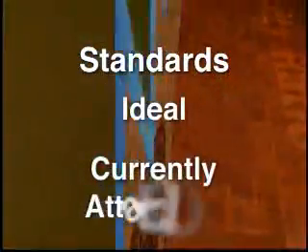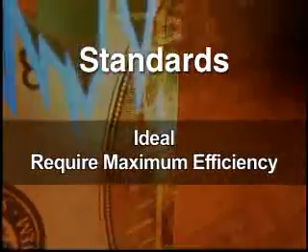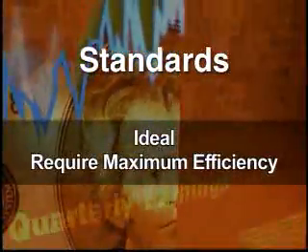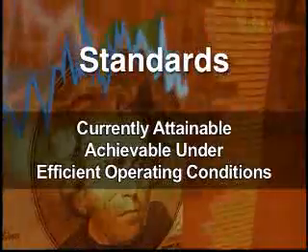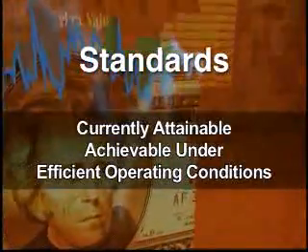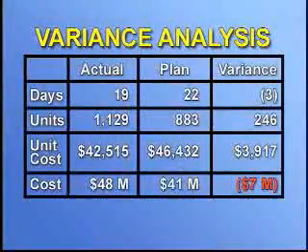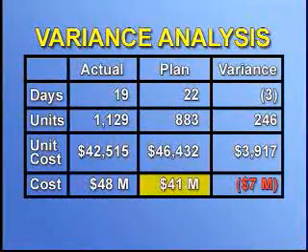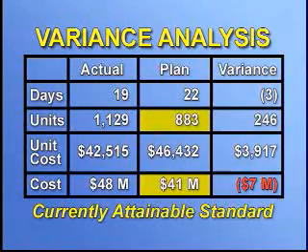Standards are classified as either ideal or currently attainable. Ideal standards require maximum efficiency to achieve. Currently attainable standards can be achieved under efficient operating conditions. At International's truck assembly plant, the standard cost of production, $41 million this month for 883 trucks, is a currently attainable standard. We'll see why that is so in a minute.